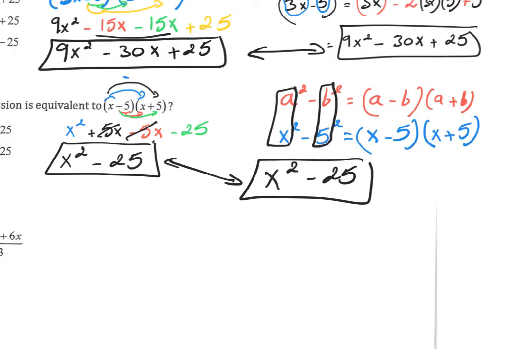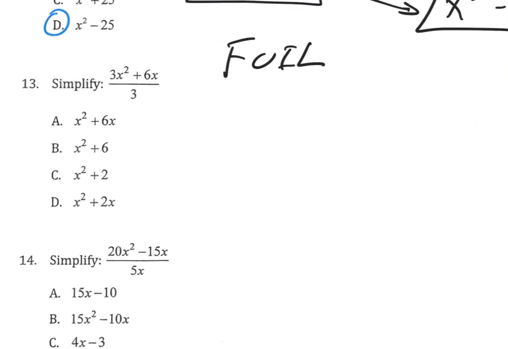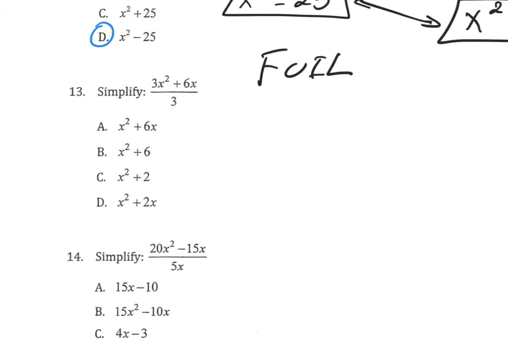So this is called the FOIL method, and that's the difference of squares method, right? So that's very, very important. All right, so let's go to the next question here. We have simplify 3x squared plus 6x over 3, right?